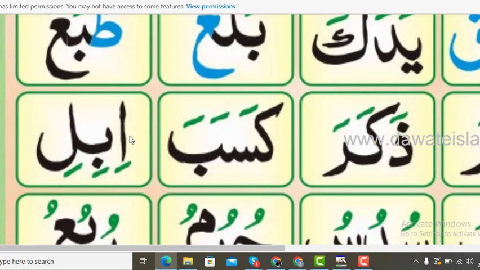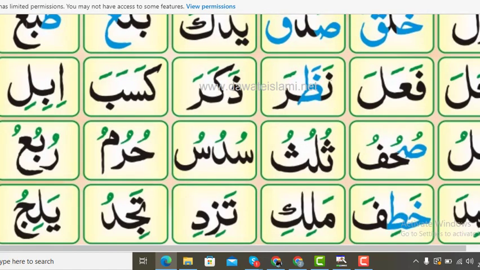Now the last word of the second row is Hamza Kasra E. Remember, this is Hamza, because when alif has any sign over or under, we don't call it alif, we call it Hamza. Over here the sign is kasra underneath, so we say Hamza Kasra E, and then Ba Kasra Bi, together Ebi, and then the last letter is Lam Kasra Li. So altogether it is Ebili.